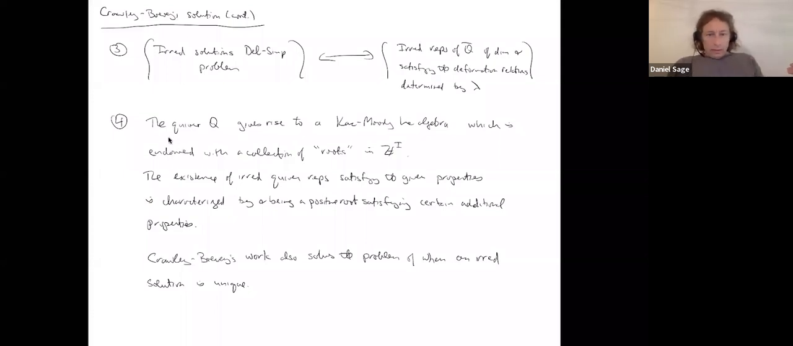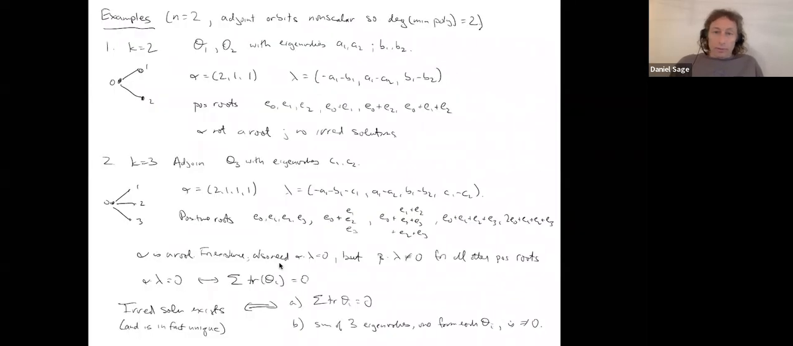So now for the last step, I'm going to sort of wave my hands even more than I already have. This quiver gives rise to a Kac-Moody algebra, which is endowed with a collection of roots in Z to the I. Remember, I is the number of vertices. The existence of irreducible quiver representations satisfying the given properties, these deformations, is characterized by being a positive root satisfying certain additional properties. And I should also say that Crawley-Boevey's work also solves the problem of when an irreducible solution is unique. So let me give an example or two of this so that we can see what's going on.